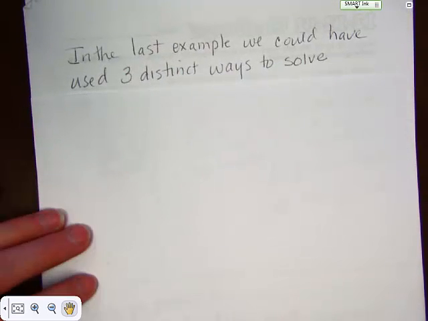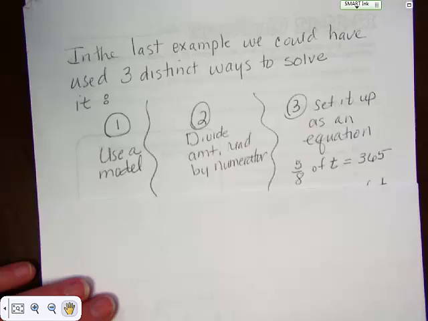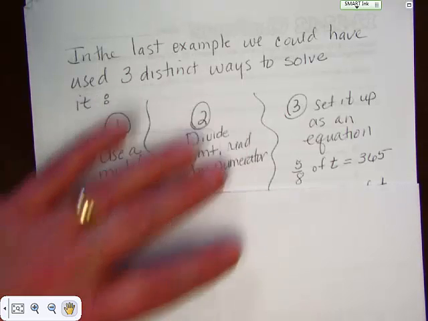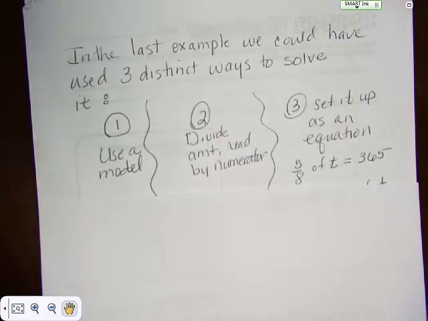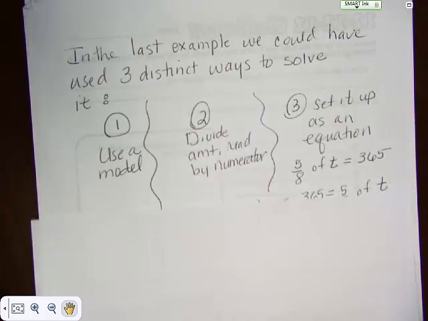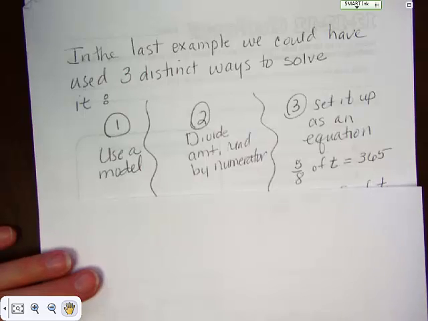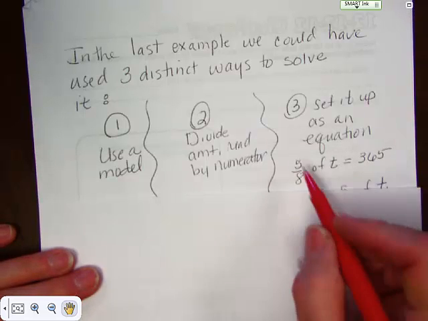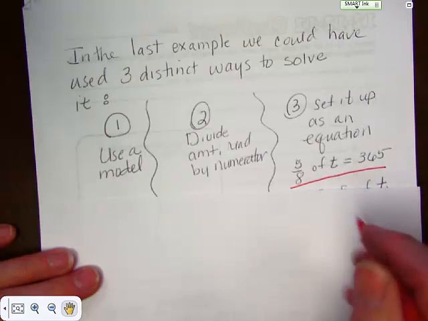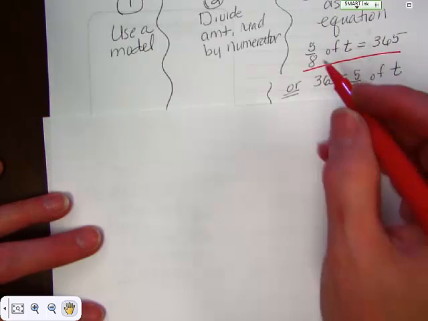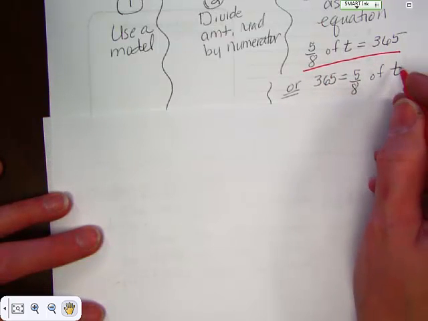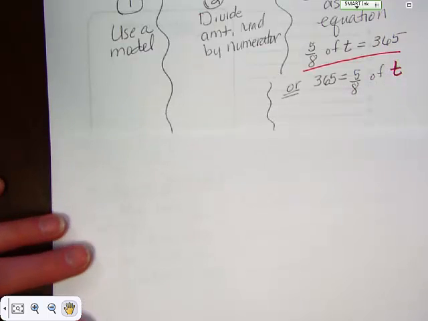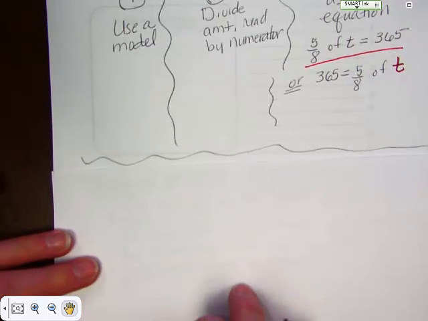Okay, in the last example, we could have used 3 distinct ways to solve. We could have used a model. We could have divided the amount read by the numerator and found that, and then multiplied by 8 to get the number of pages. We could set it up as an equation over here: 5/8 of the total number of pages equals 365, or 365 equals 5/8 of the total number of pages. Those 3 work pretty good. Those are 3 ways to do that.